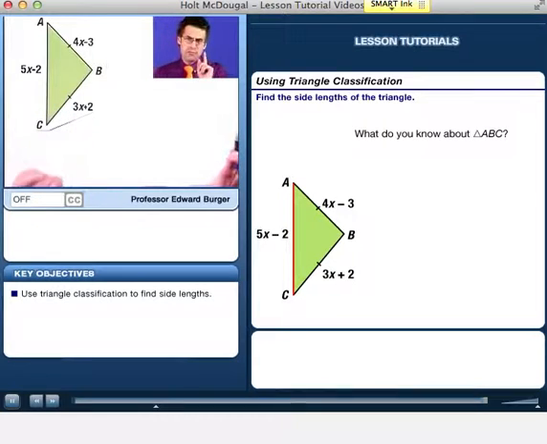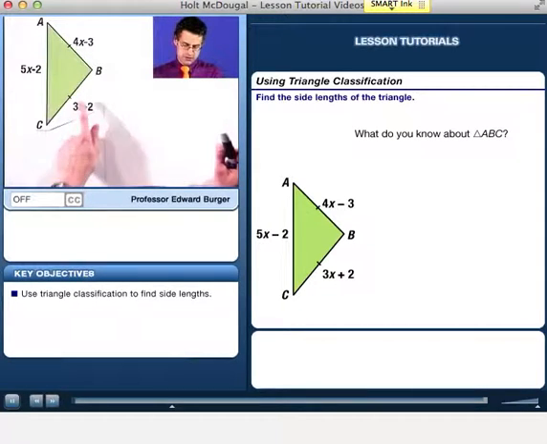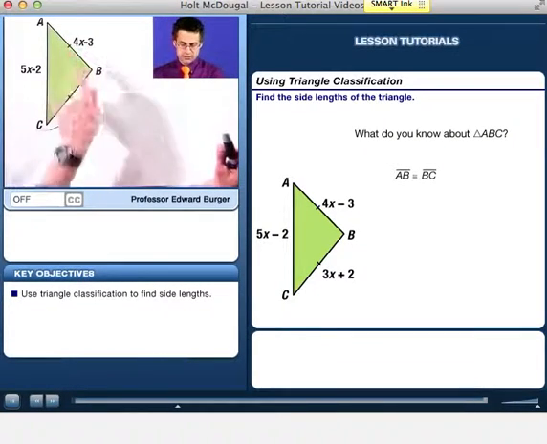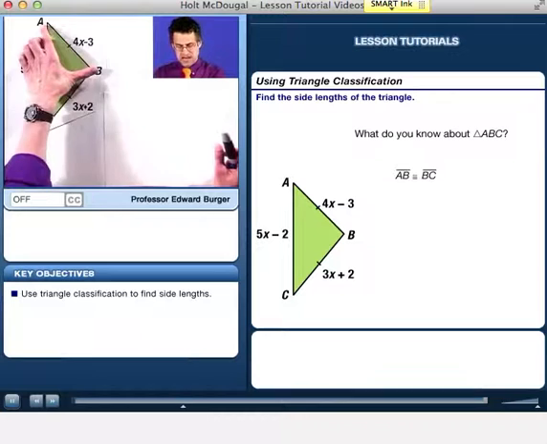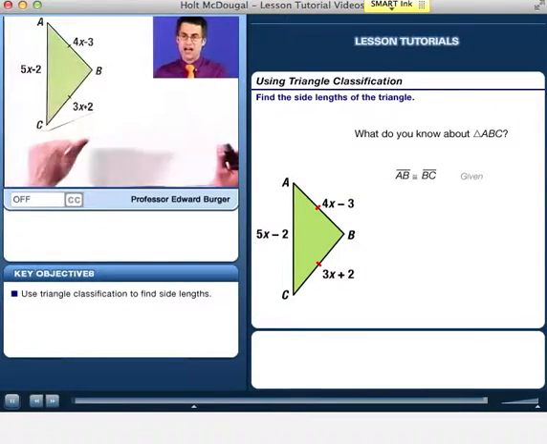We're given one more piece of information, namely that AB is congruent to BC. And you see it's been marked with this little mark, showing that this length is equal to that length. Our mission, should we choose to accept it, is to find all the lengths of this triangle.